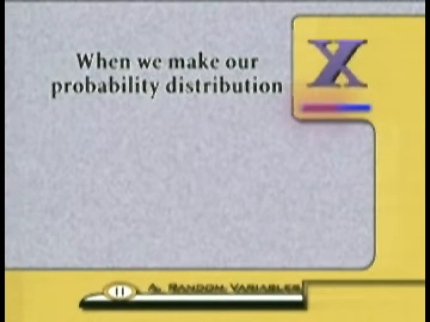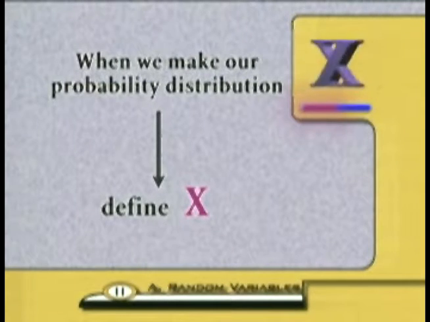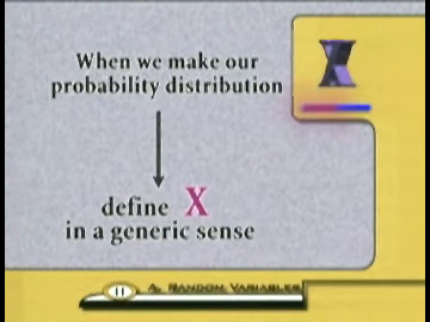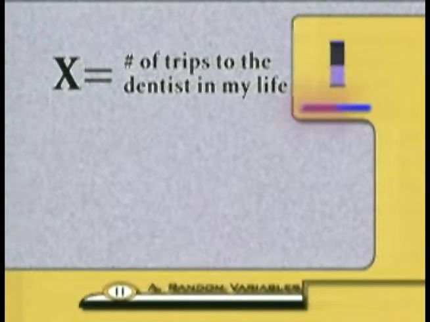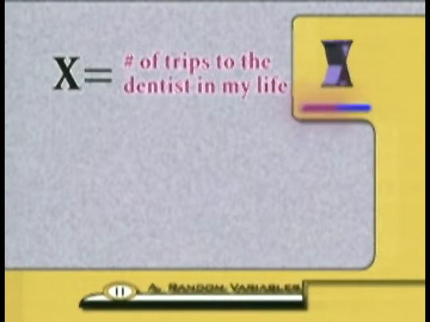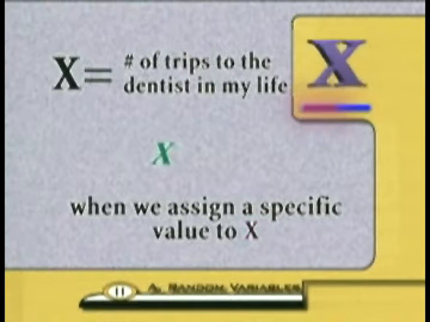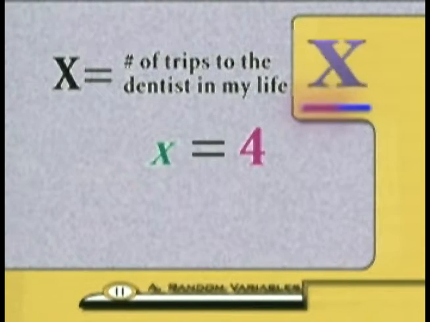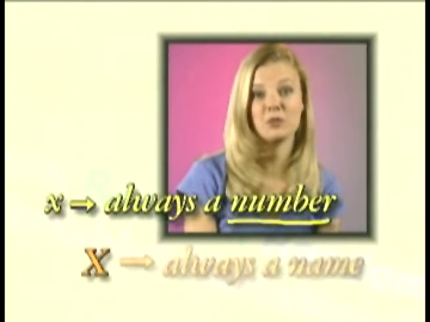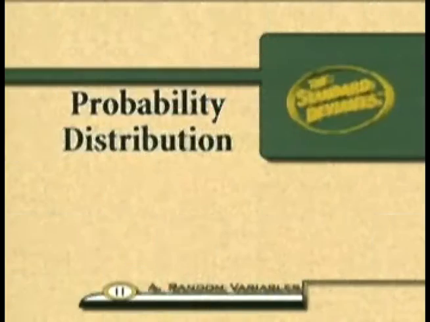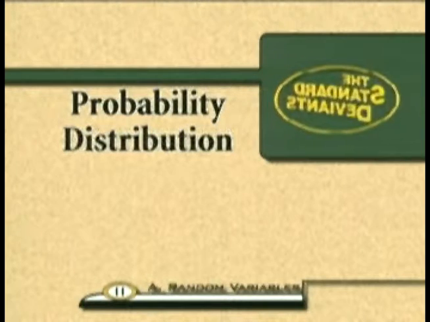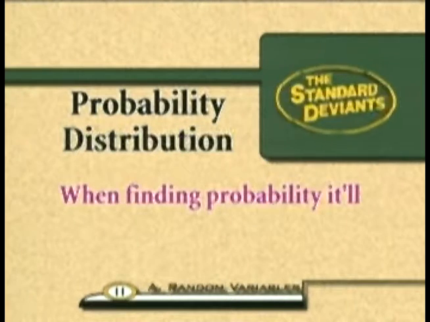When we make our probability distribution, we need to define x. When we define x in a generic sense, we use big X. Like big X equals the number of trips to the dentist during my life. When we assign a specific value to x, we use little x. So we'd say little x equals 4. Little x will always be a number, big X will always be a name. Let's look at an example of how to make a probability distribution for a discrete random variable.